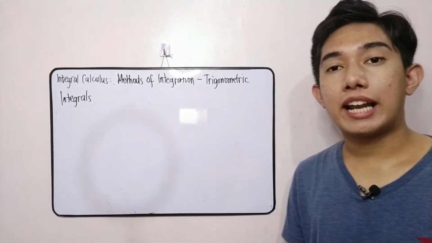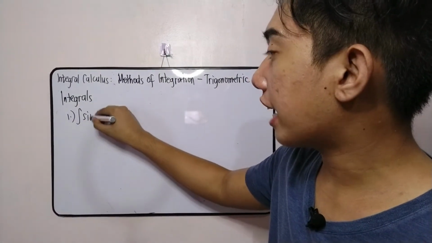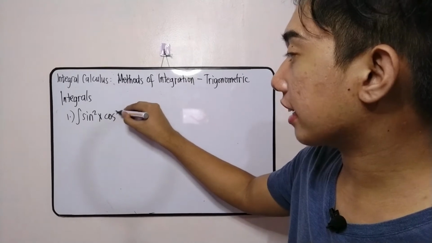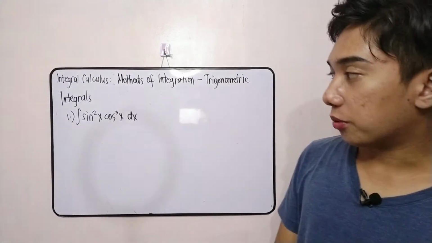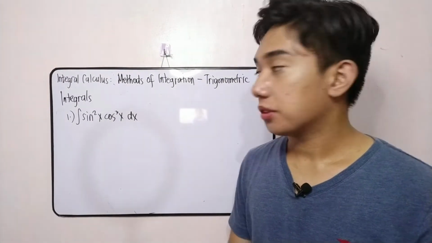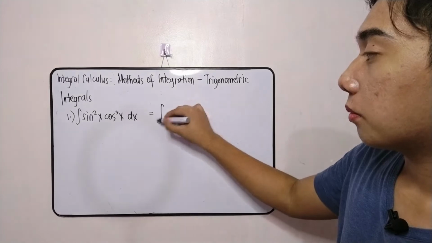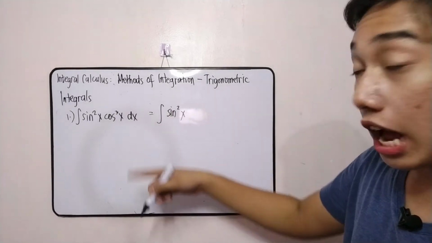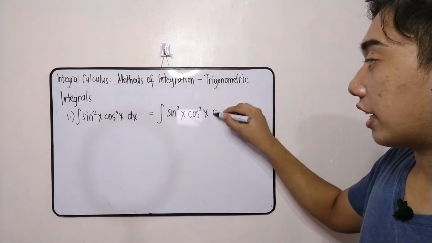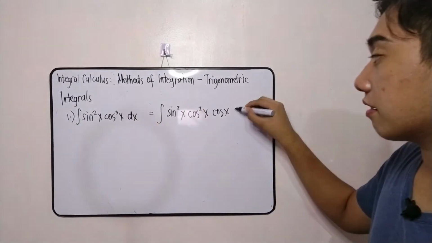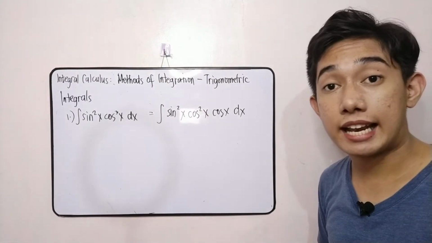Let's have 4 examples. The first: the integration of sine squared x cosine cubed x dx. You notice that we have an odd and an even exponent. So what we're going to do here is manipulate the expression. We can factor out, as I said earlier, cosine squared x and cosine x. Then, one will be transformed into its Pythagorean identity.